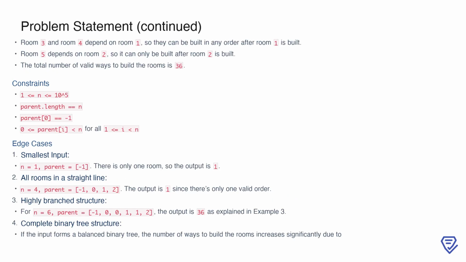Breaking this example down further, once room 0 is built, rooms 1 and 2 can be built in 2 different orders. Following that, room 3 and room 4 can also be built in multiple orders after room 1. Meanwhile, room 5 is independent of rooms 3 and 4 but must follow room 2. This parallelism in building certain rooms allows for multiple valid combinations, and when all possibilities are calculated, the total comes to 36 ways. This demonstrates how branching structures in the tree can increase the number of valid build sequences.